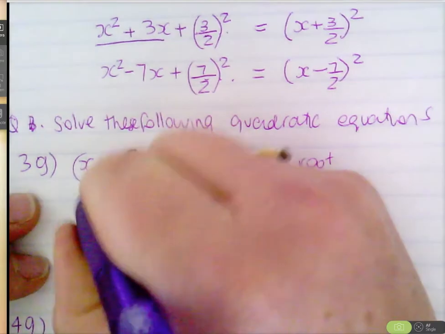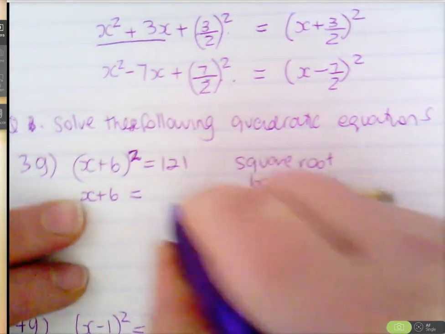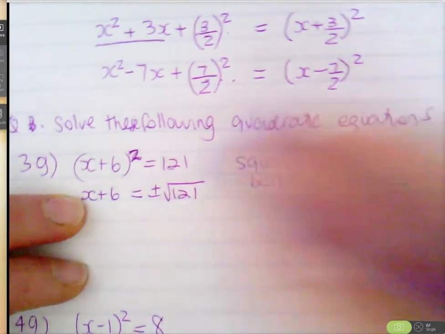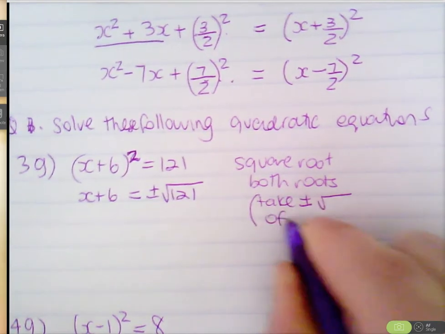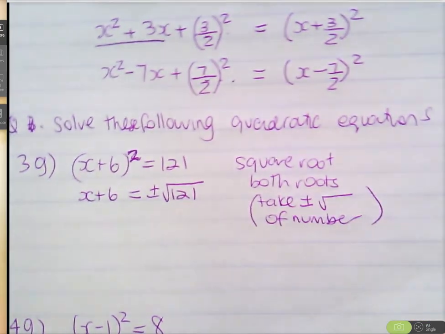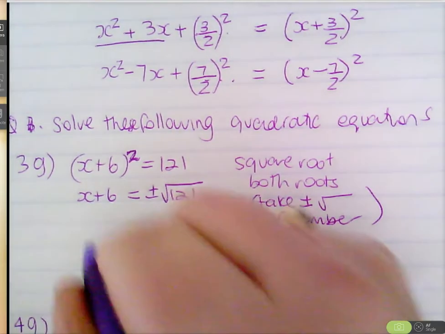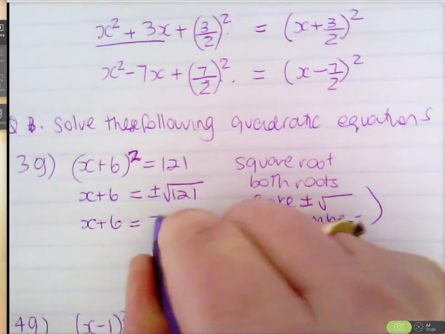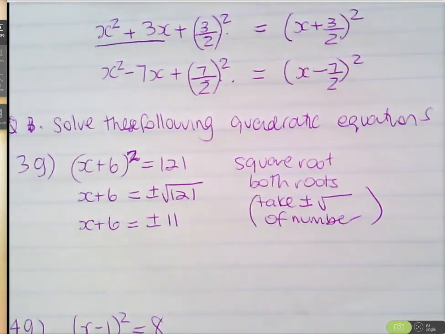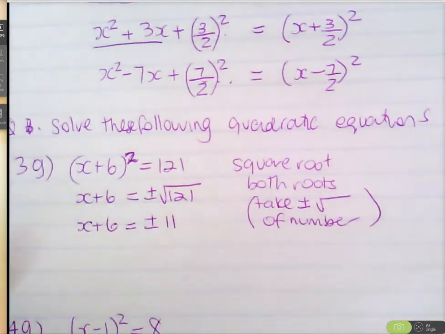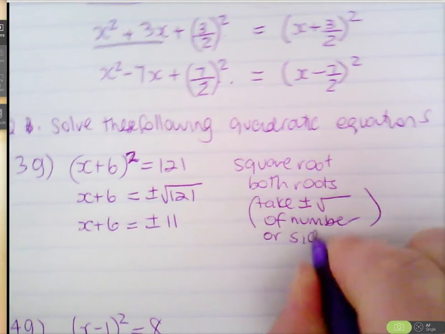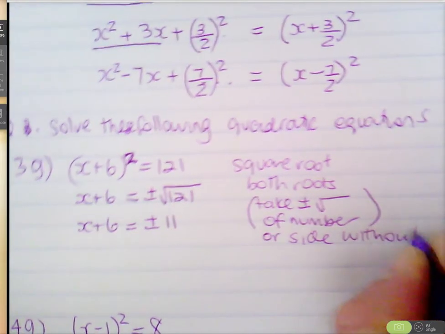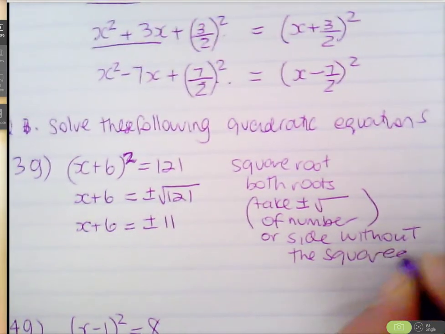I'll explain why. If you square root both sides, you'll get x plus 6, but you must take plus or minus the square root of the number on the other side. So x plus 6 equals plus or minus 11. When you square root both sides, you must take plus or minus of the side that didn't have the squared on it. So plus or minus of the number or side without the squared.